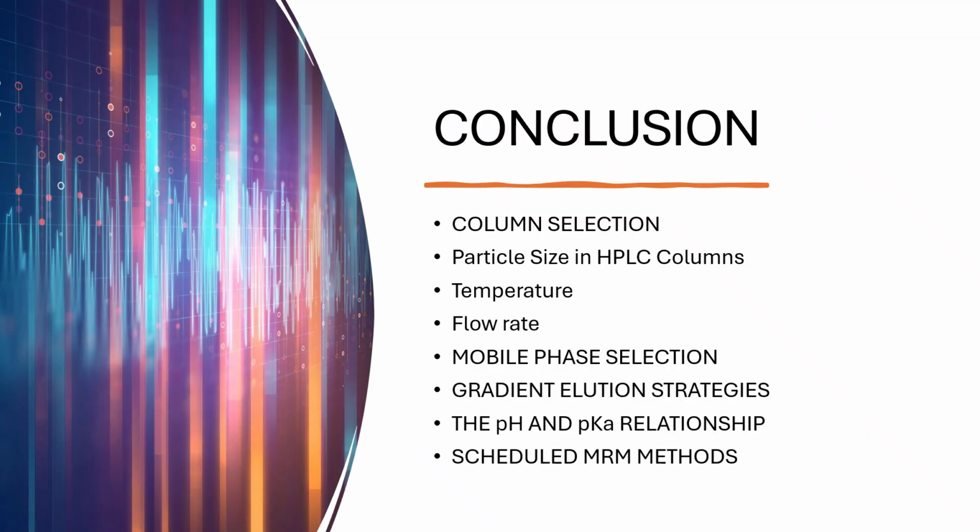So let's recap the essentials. To have a good chromatography technique, you need to optimize the column selection, particle size, temperature, flow rate, mobile phase selection, gradient elution strategies. You should know about the pH and pKa relationship, and you need to schedule your MRM methods. Take the time to optimize each component and you'll achieve clean, sensitive, reproducible results.